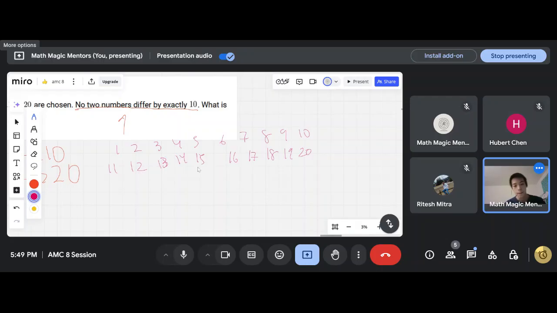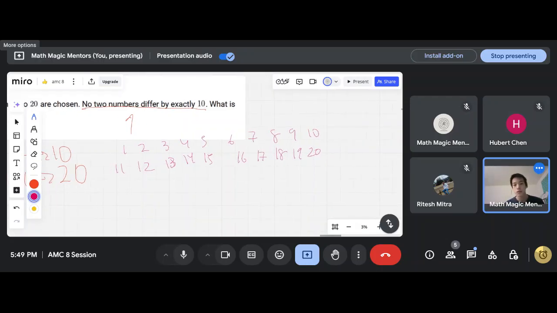And so notice that if no two numbers differ by exactly 10, then we can't have a column where both numbers are chosen, right? I can't choose both 1 and 11 and have this condition be satisfied, because 1 and 11 differ by 10. So for each column, we need to choose exactly one number from each column.